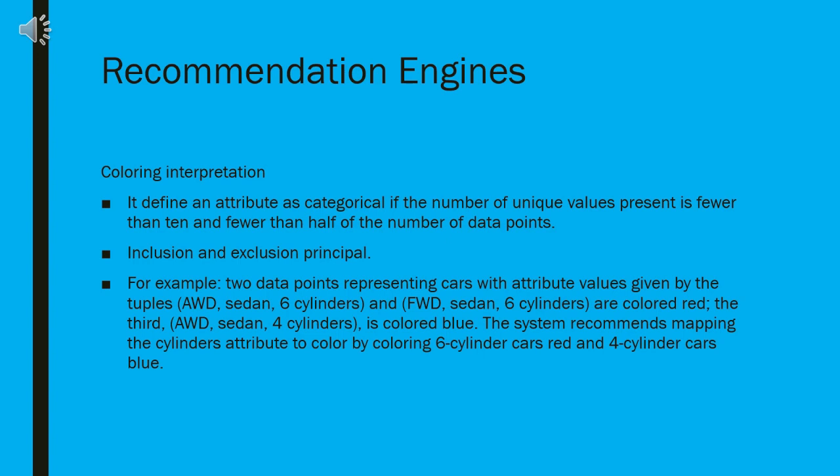The third mechanism is called coloring interpolation. It defines an attribute as categorical if the number of unique values represented is fewer than 10 and fewer than half of the number of data points.